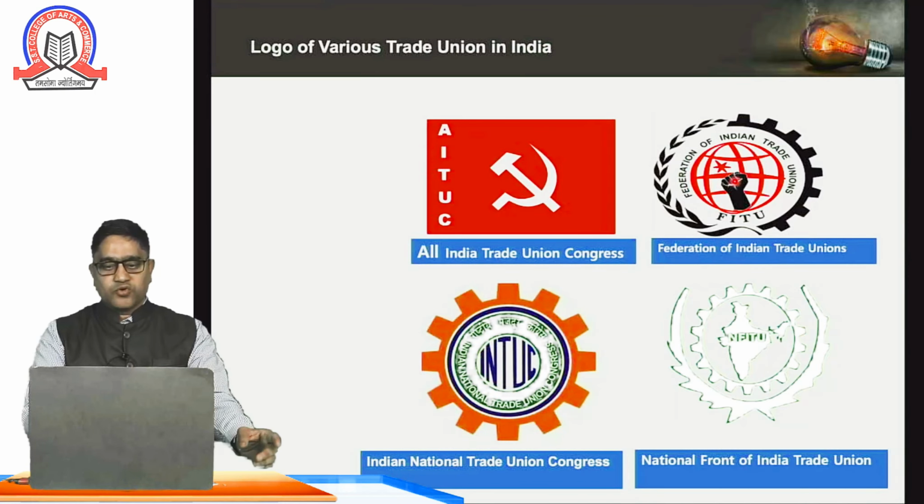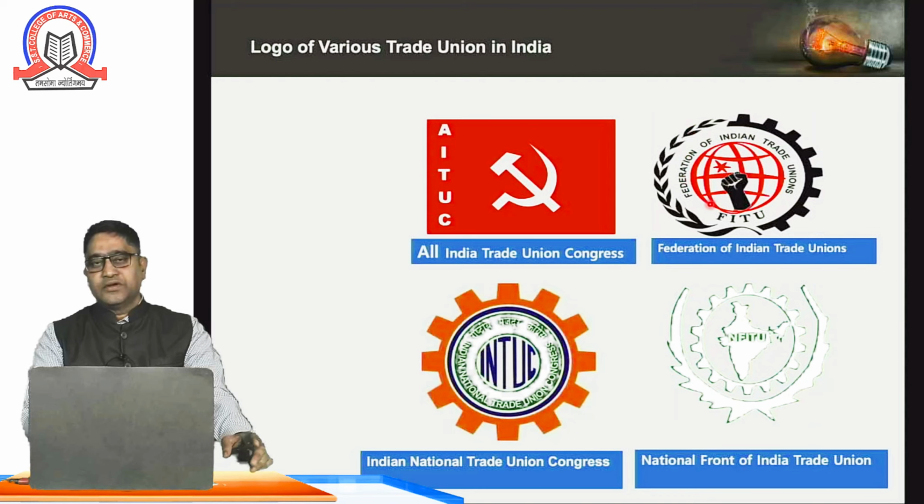These are the various logos of the trade unions which are quite popular. One is the All India Trade Union Congress, popularly known as AITUC. The Federation of Indian Trade Union, also known as FITU, is also one of the logos which can be seen. The next one is the Indian National Trade Union Congress. One more trade union which is quite popular is called National Front of India Trade Union, which is more popular in northern India.